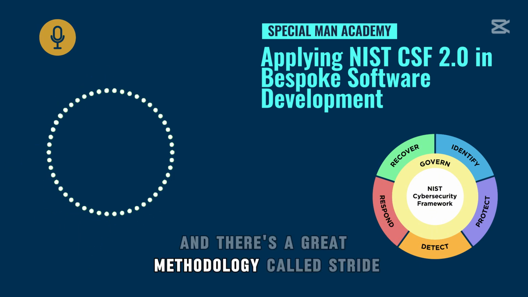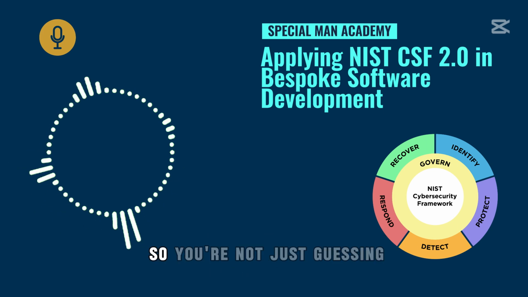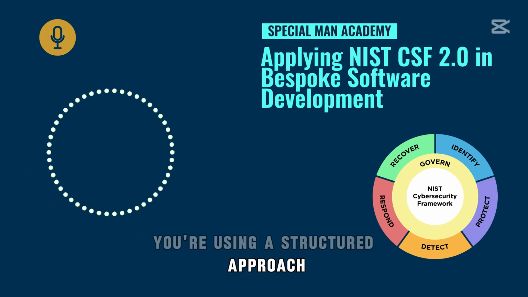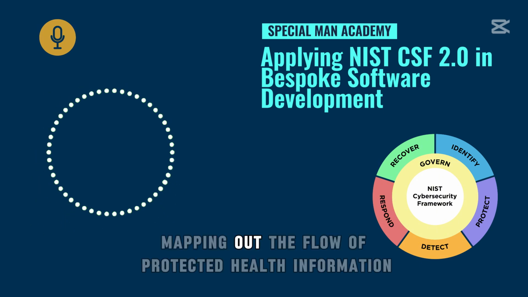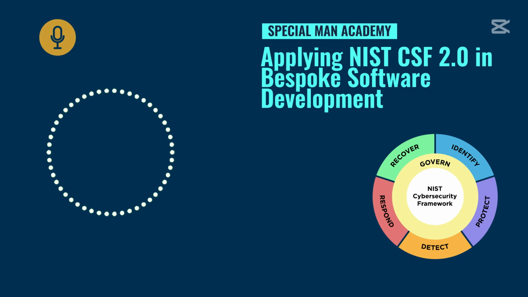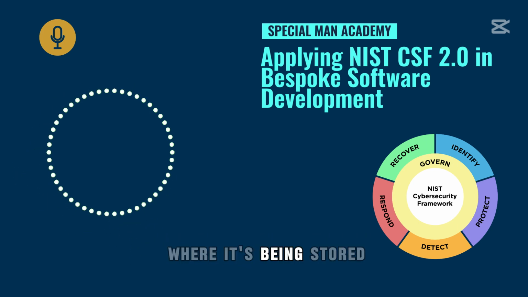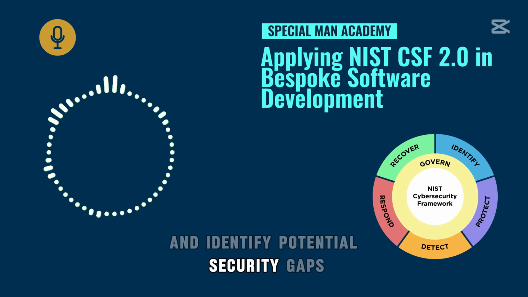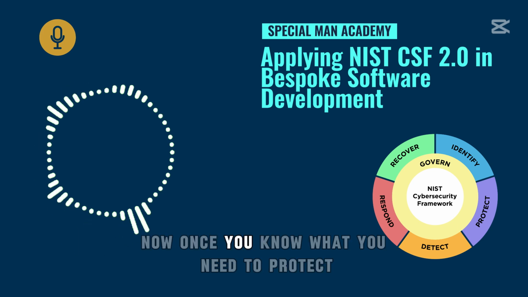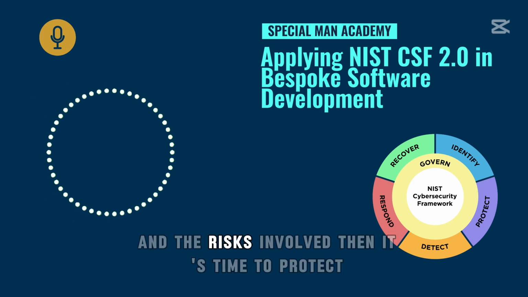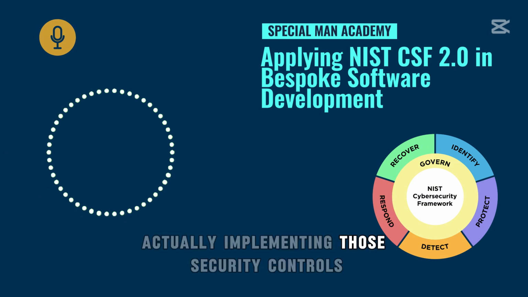And there's a great methodology called STRIDE that can help with this. Yeah, it's a systematic way to ask what could go wrong. So you're not just guessing, you're using a structured approach. And a great example is a healthcare software company mapping out the flow of protected health information in a custom EHR system. Right, so they can see where that data is going, where it's being stored, and identify potential security gaps even before they start coding. It's about getting ahead of the curve. Now, once you know what you need to protect and the risks involved, then it's time to protect. That's where the rubber meets the road, actually implementing those security controls.